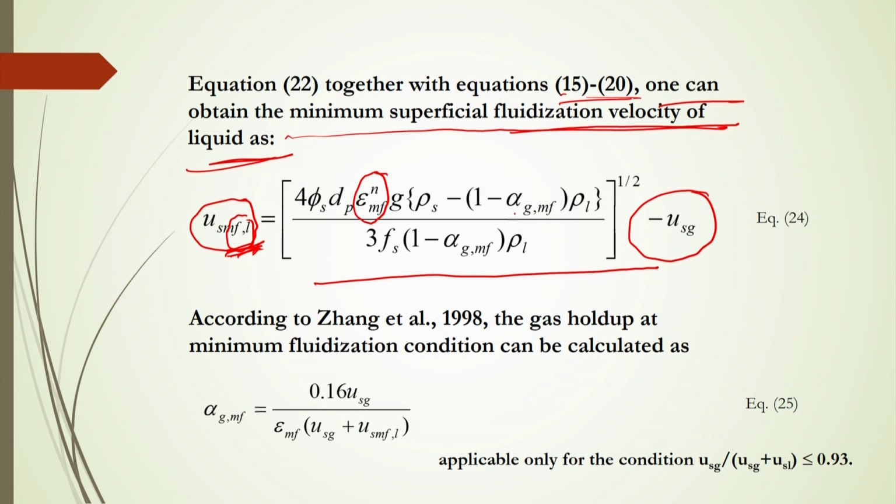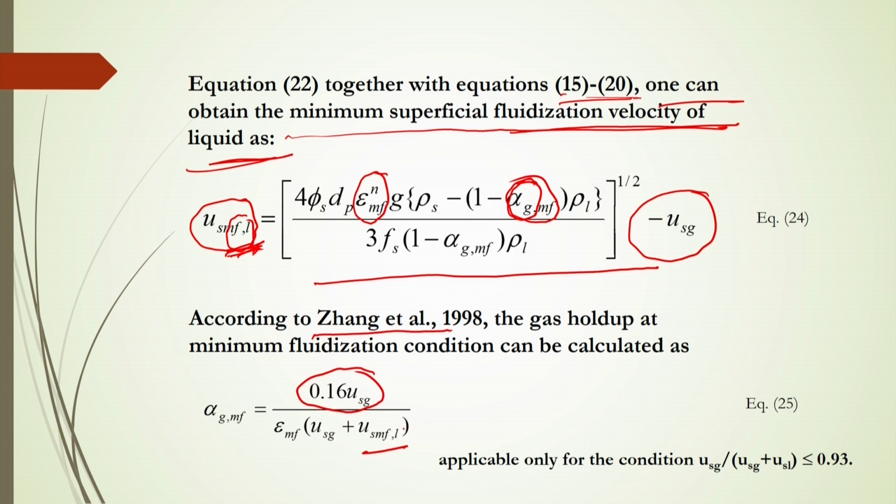And then here alpha G MF at minimum fluidization condition, what should be the fractional gas hold-up, that can be obtained from this equation that is given by Zhang et al. 1998. This is again a function of gas velocity and the liquid velocity.